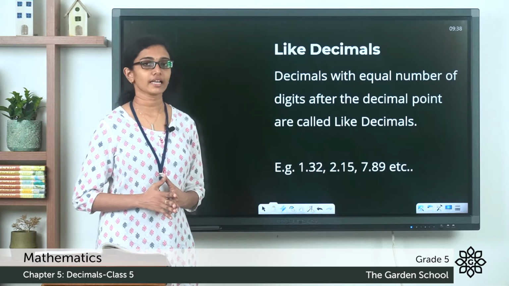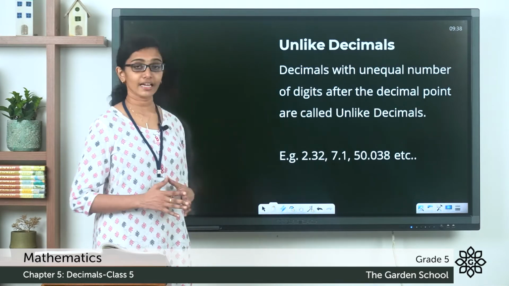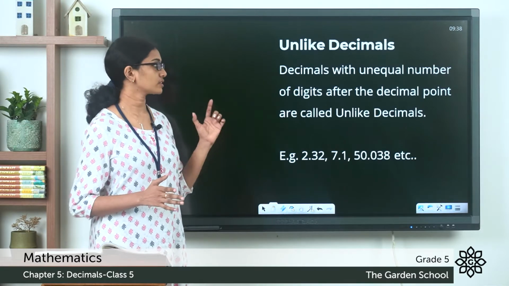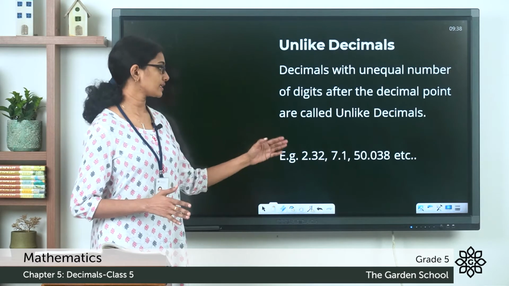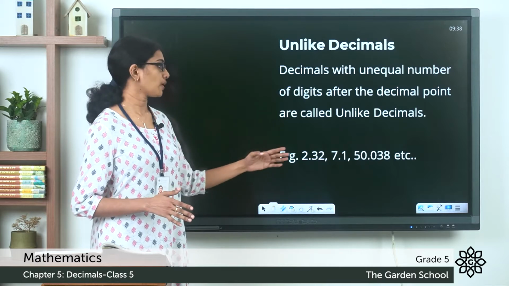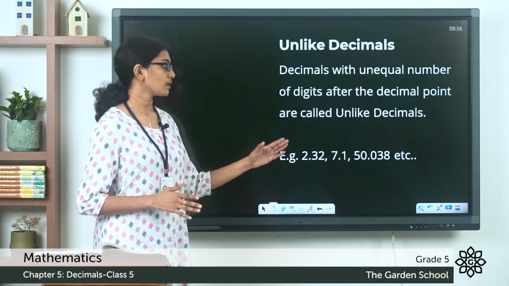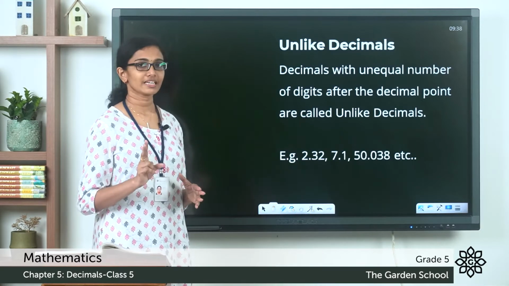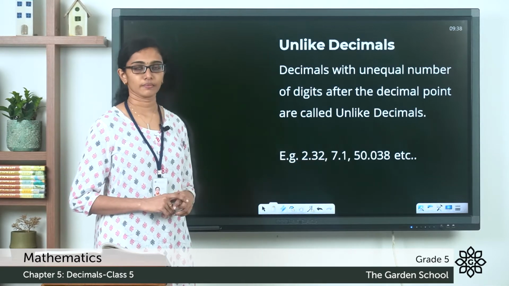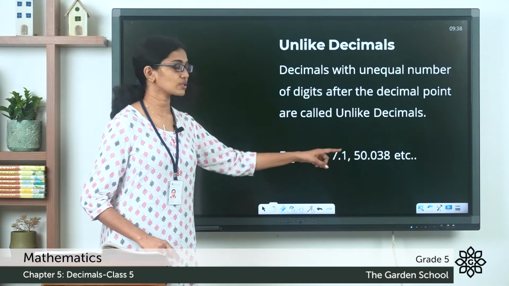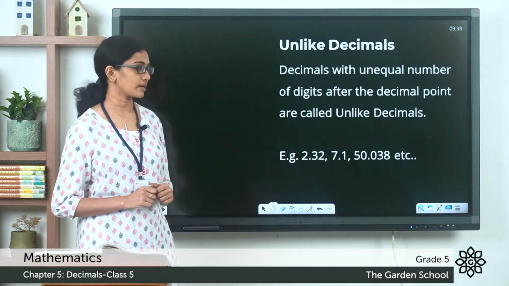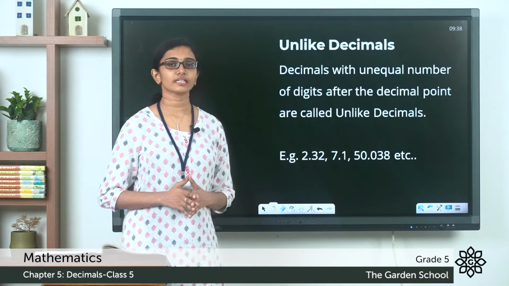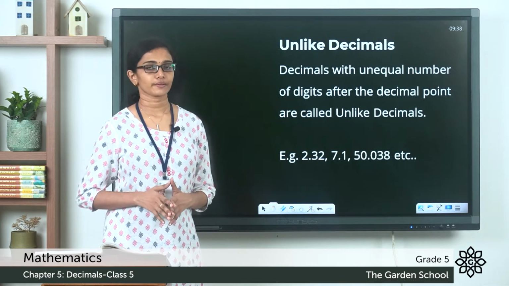Now what could be unlike decimals? Unlike decimals are those which have an unequal number of digits after the decimal point. Just like these numbers given here. 2.32, 7.1, 50.038, etc. In the first number, there are 2 digits after the decimal point. In the second number, there is only 1 digit after the decimal point. And in the third number, there are 3 digits after the decimal point.